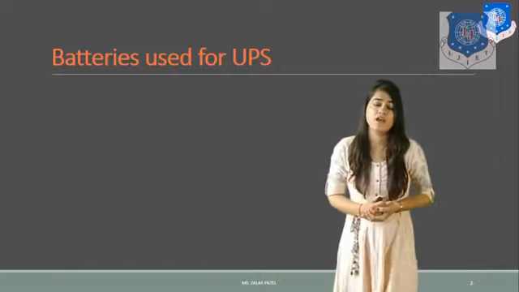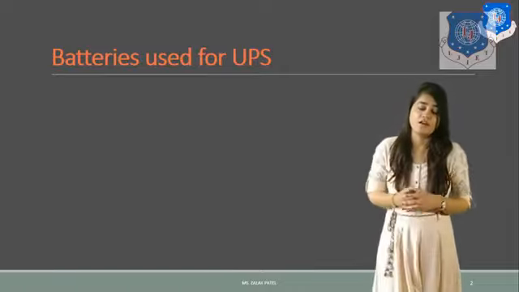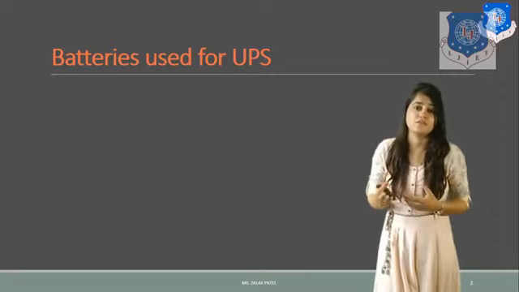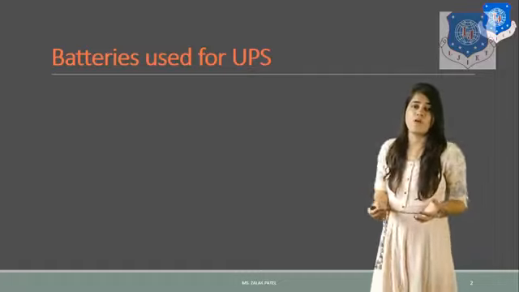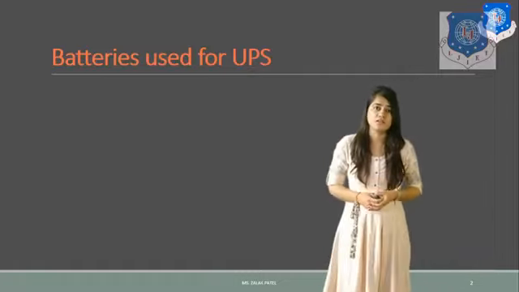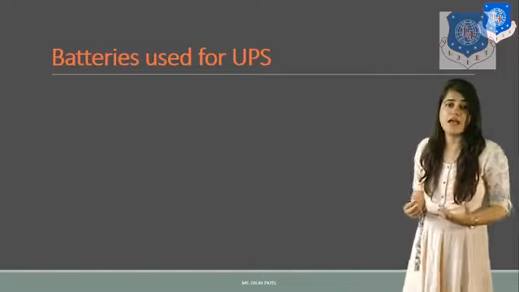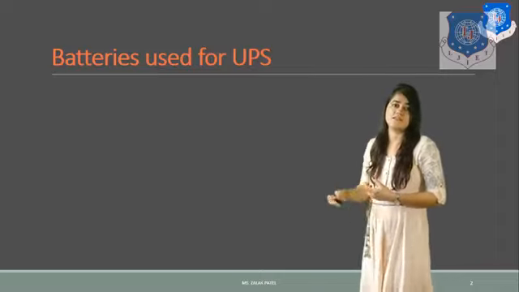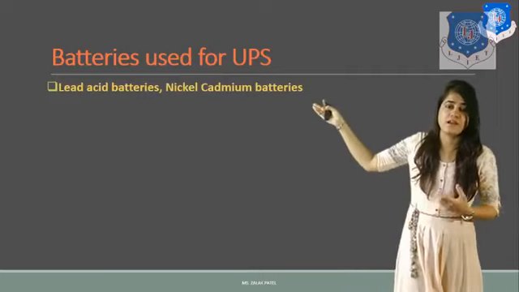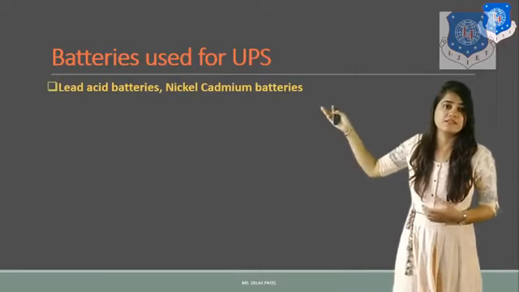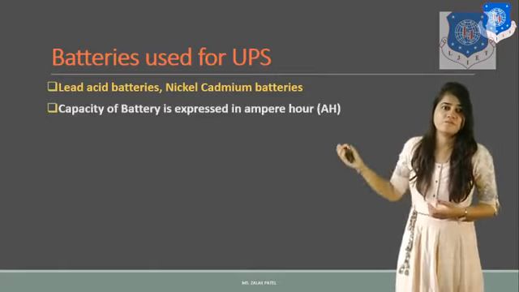In the last session we discussed the several classifications of UPS: the line interactive type, the continuous backup type UPS, and the type 1 UPS system. Now there is another consideration for the uninterruptible power supply that is mainly used for reliable operation of UPS, that is, batteries used for UPS. These are some batteries that can be used for the UPS. Lead acid batteries and nickel cadmium batteries are generally preferable.